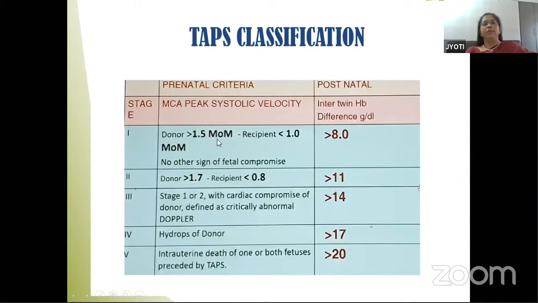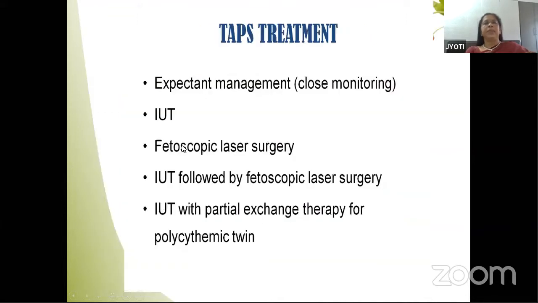We look at the MoMs of the donor and the recipient. And depending on the stage, you can have a discrepancy in the hemoglobin postnatal. So that is the importance of looking at MCA peak, because there won't be any difference in liquor measurements and you may be dealing with a case of TAPS. Then what do you do? Again, you do an expectant management. You can give intrauterine therapy if it is going for severe anemia, fetoscopic laser, IUT followed by fetoscopic laser or partial exchange for polycythemia.